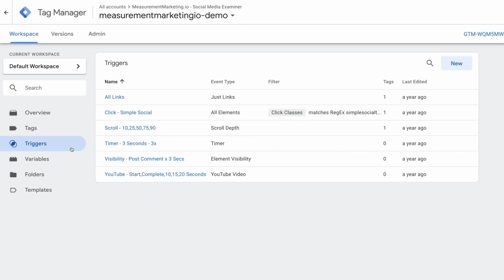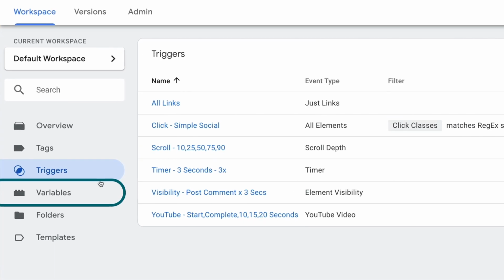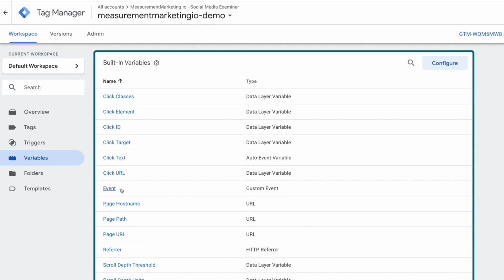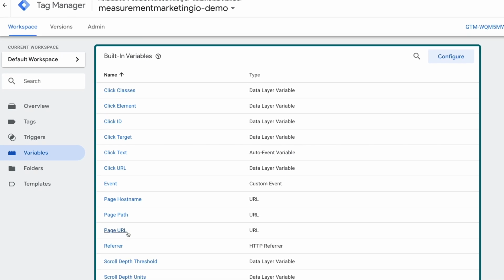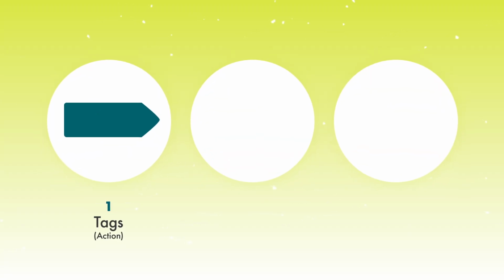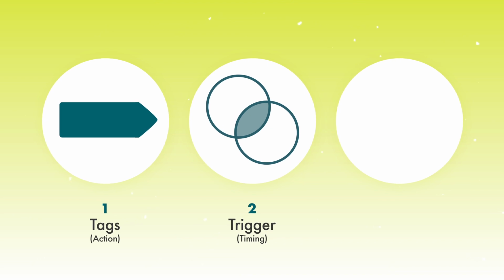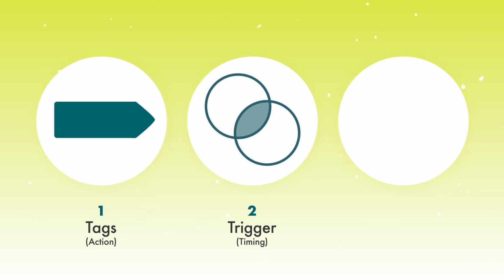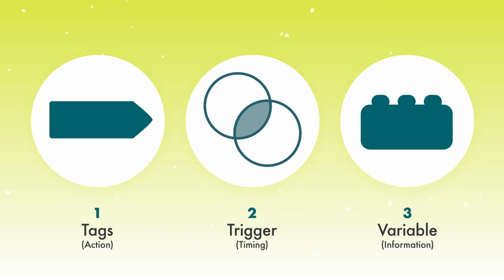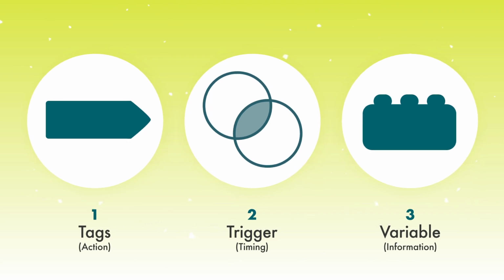Now, the third piece to this Google Tag Manager setup are the variables. This is just information that Google Tag Manager will need to get the job done. Don't overcomplicate it, keep it simple. It's just three parts. First is the tag. Here's what I want you to do. Second is the trigger. Here's when I want you to do the thing I want you to do. And then third and final is the variable, which is, okay, here's some information you're gonna need in order to get that job done. And that's really it when it comes to structuring Google Tag Manager.